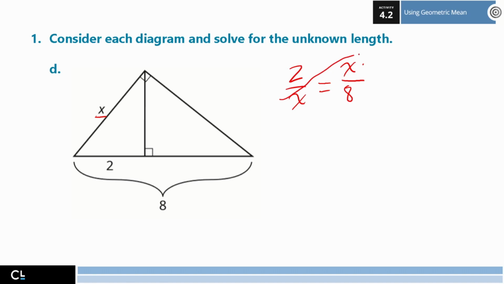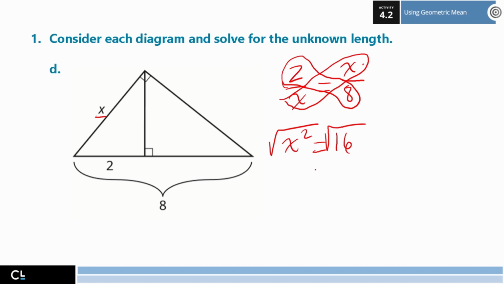Oh no, I hit the wrong button. There you go. And we get x times x, so that gives me x squared. We get 2 times 8, which gives me 16. And finally, take the square root of both sides. And that's going to give me x equals 4.